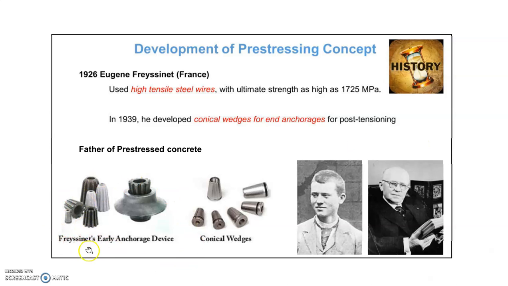You can see the anchorage device developed by Freyssinet, and this is the conical wedge. So these two people are the fathers of prestressed concrete, mainly Freyssinet. Freyssinet is the father of prestressed concrete.